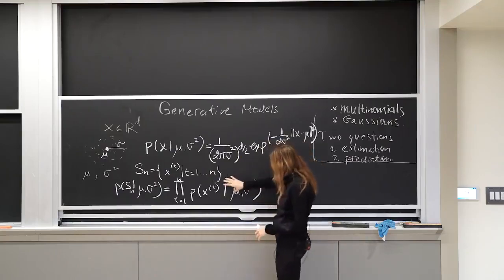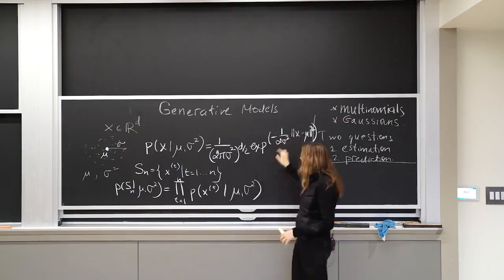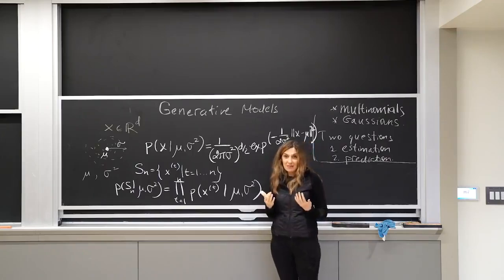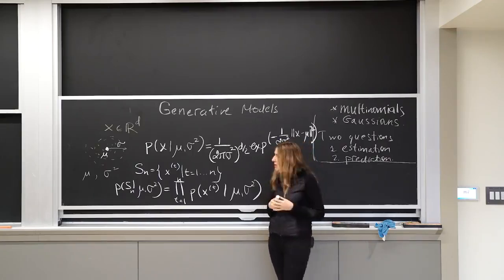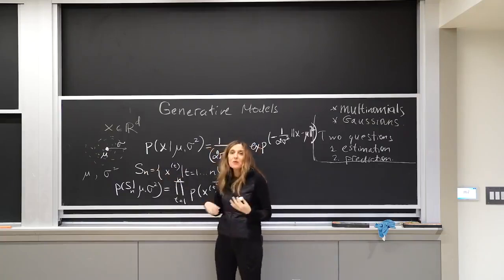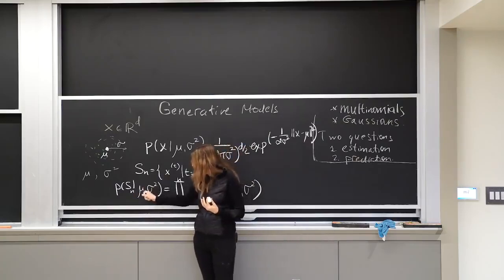And I can continue and just copy this expression here, writing xt instead of x. So what do we want to do for our estimation task? For a given set of points xt, we want to find the sigma and the mu which give us the highest likelihood.